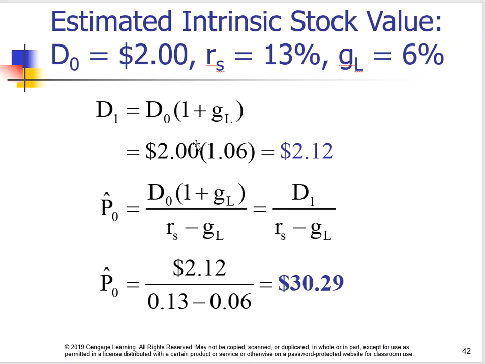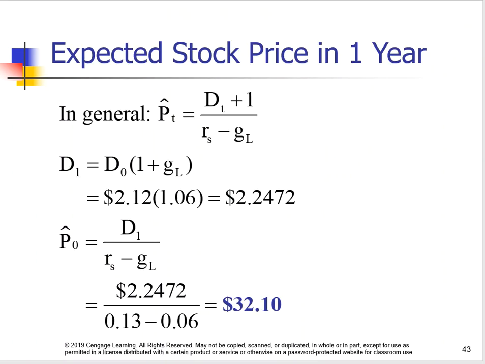So we've got D0 is $2, growing at 6%, and RS is 13%. Just like we did with free cash flows, $2.12 is D1, divided by RS minus G, so the stock price is $30.29 if you have a constant growth rate. Okay, so this is the constant growth model for stocks.